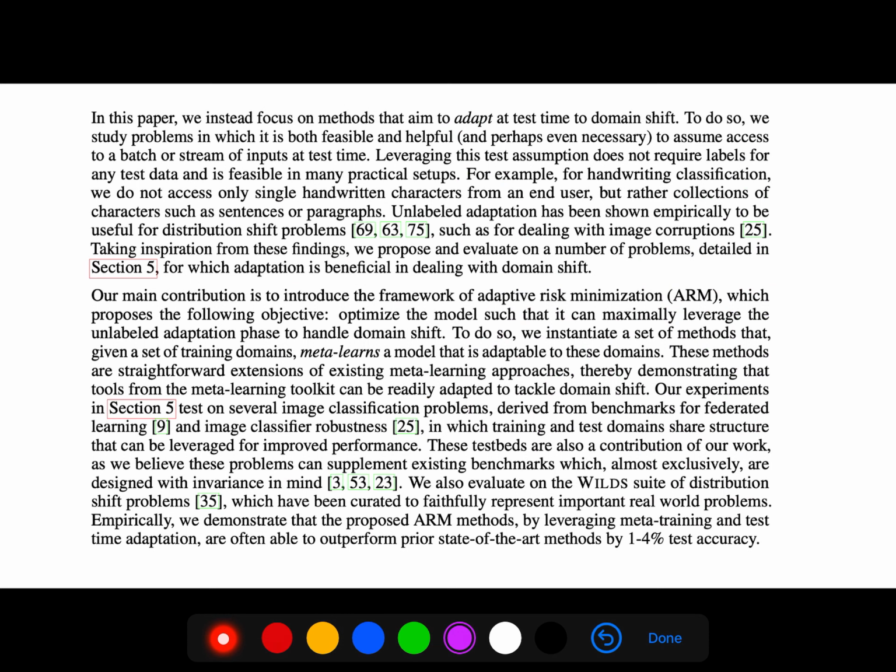So in this paper, we instead focus on methods that aim to adapt at test time to domain shift. We study problems in which it is both feasible and helpful to assume access to a batch or a stream of inputs at test time. Their main contribution is to introduce this framework of adaptive risk minimization, which proposes the following objective: optimize the model such that it can maximally leverage the unlabeled adaptation phase to handle domain shift.